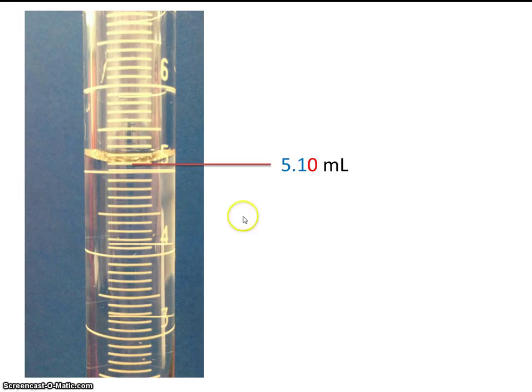So if we can read 5.1 for sure, we have to include the estimation. So the volume here, reporting the correct number of significant figures, is 5.10. And however many decimal places you're able to read to, that's the degree to which the instrument is precise. So you can see that this graduated cylinder is precise to the hundredths place.